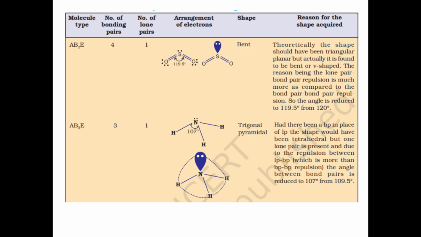For AB2E type molecules, another example is sulfur dioxide, bent shape. Ammonia is trigonal pyramidal, and the bond angle is 107 degrees, deviated from 109.5 degrees.